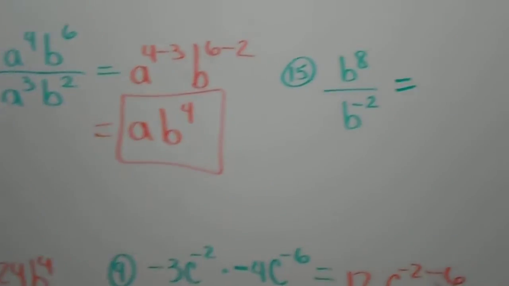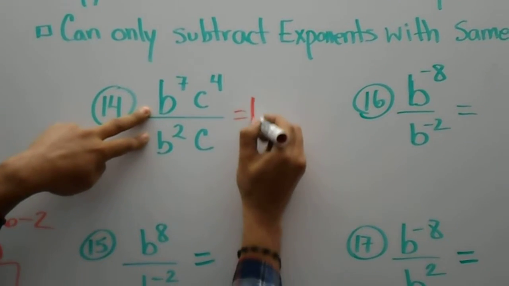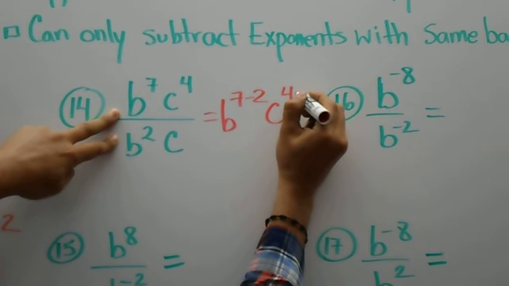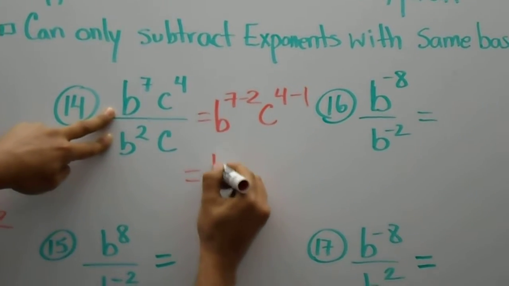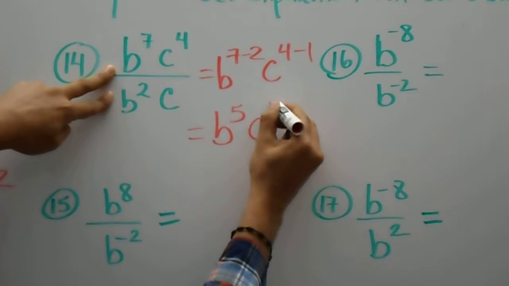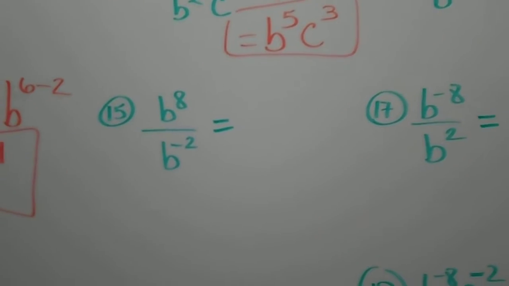Okay, let's try number 14. The same thing. b to the 7th minus 2, c to the 4th minus 1. This becomes 7 minus 2 is b to the 5th. c, 4 minus 1, that's c cubed. That's your answer.